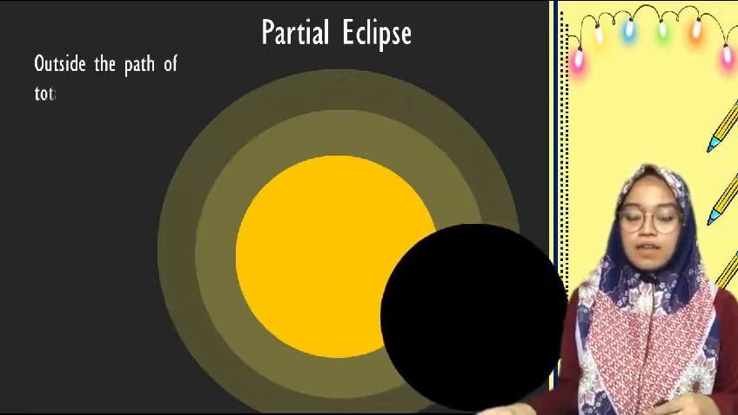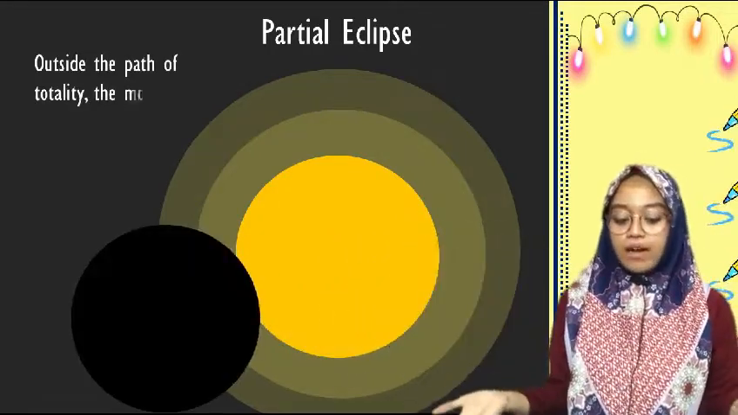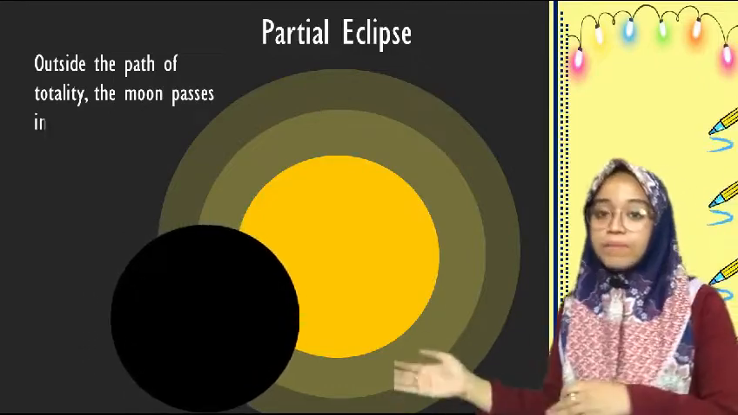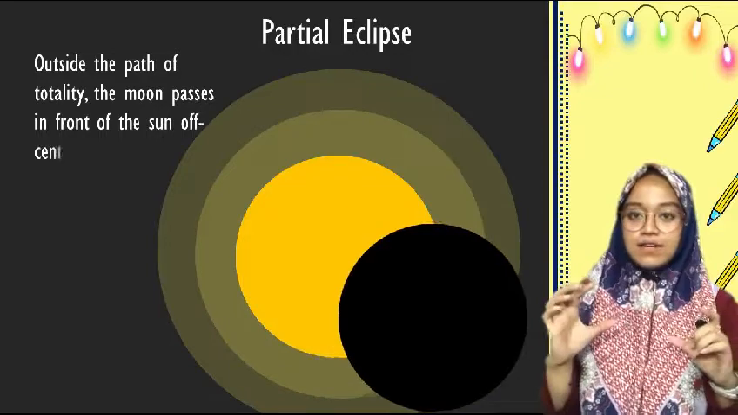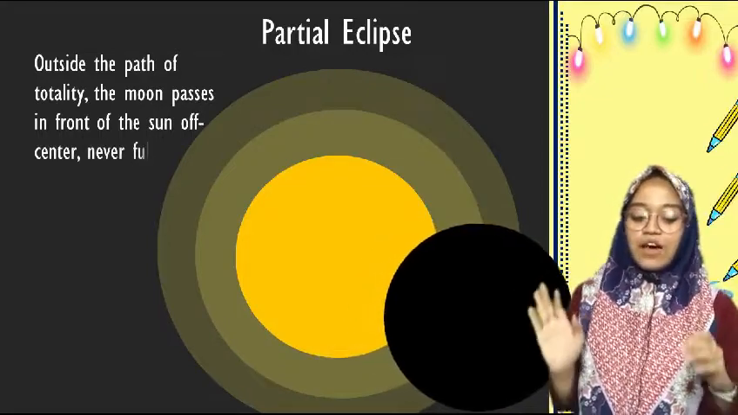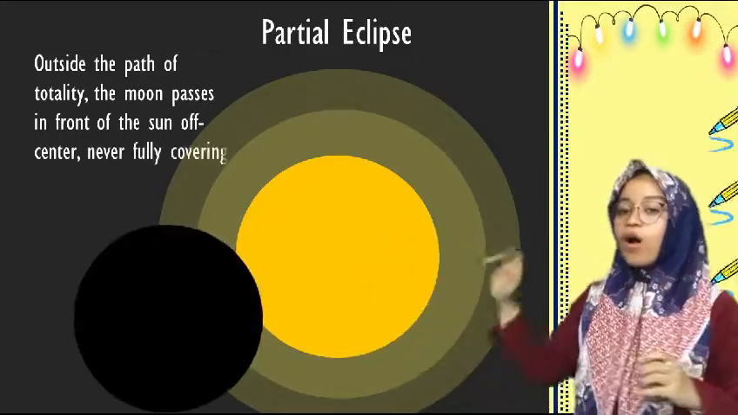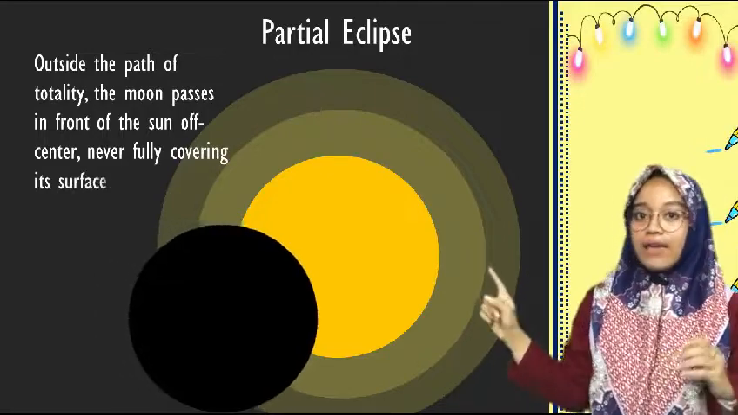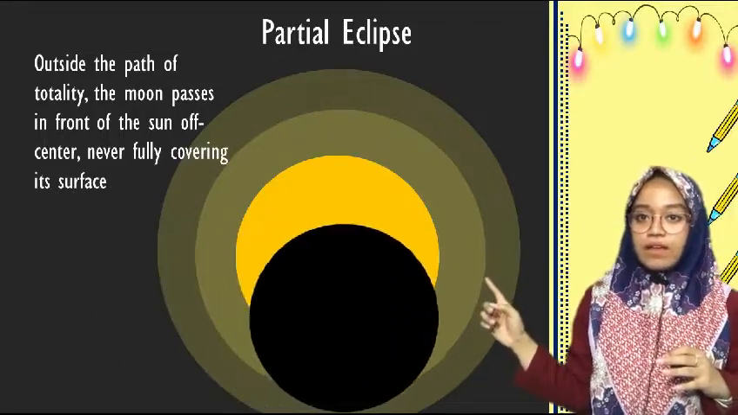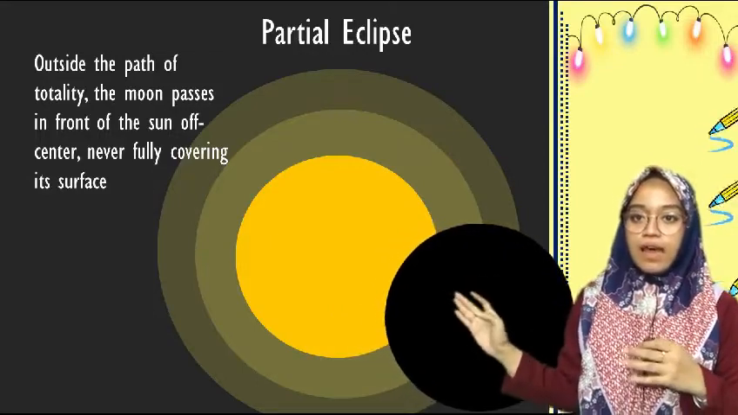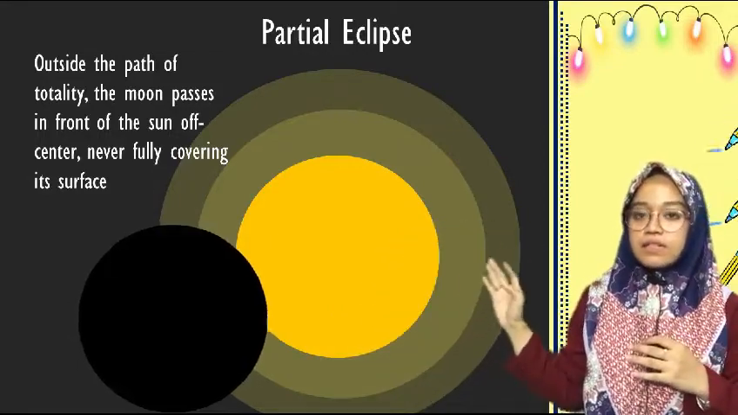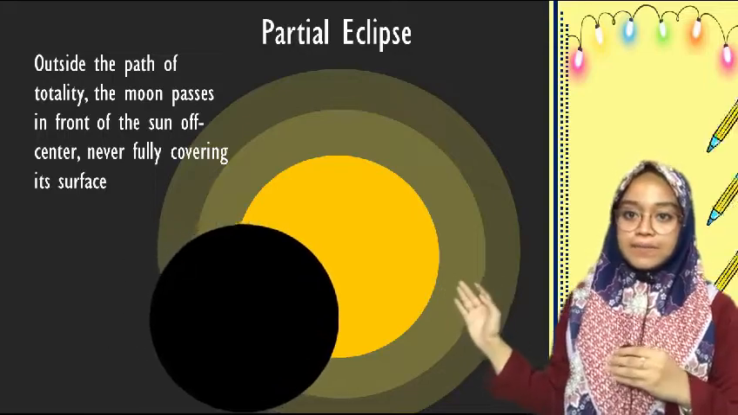What is that? Outside the path of totality, the Moon passes in front of the Sun off center, never fully covering its surface. We can see this in the picture. Yes, this animation helps us imagine the partial eclipse.